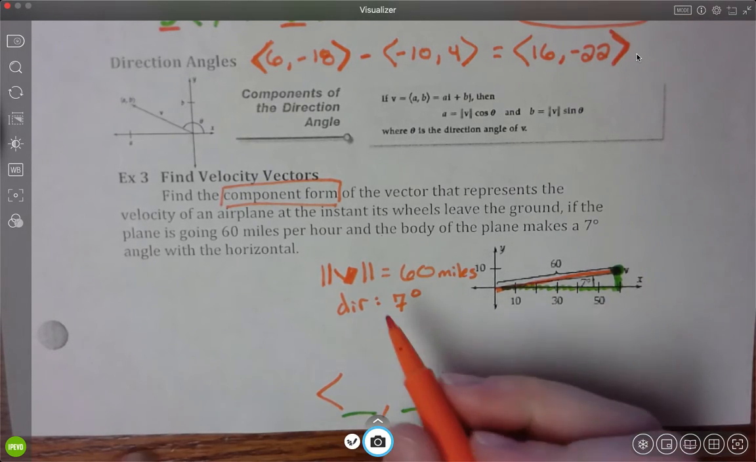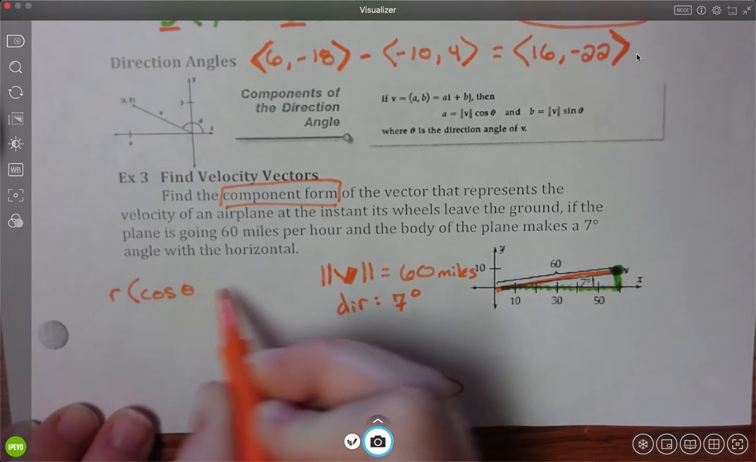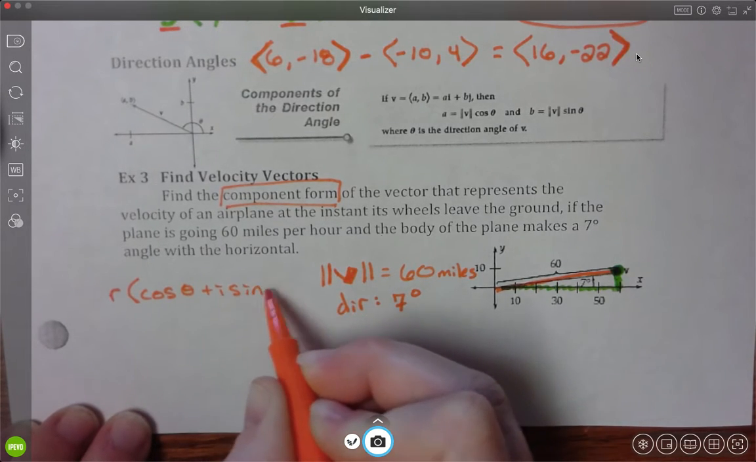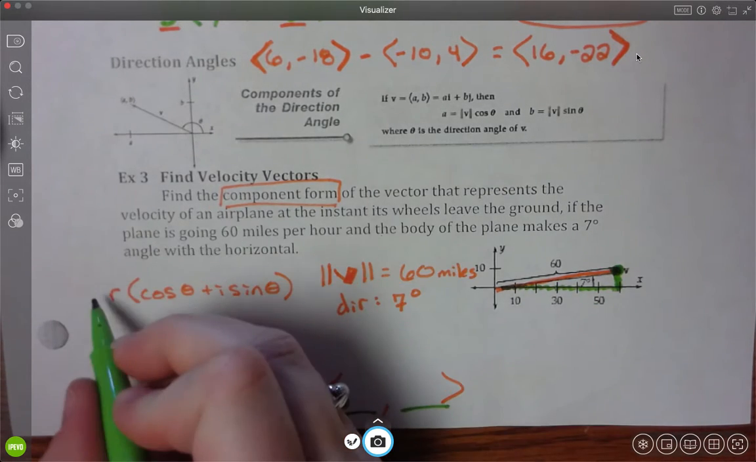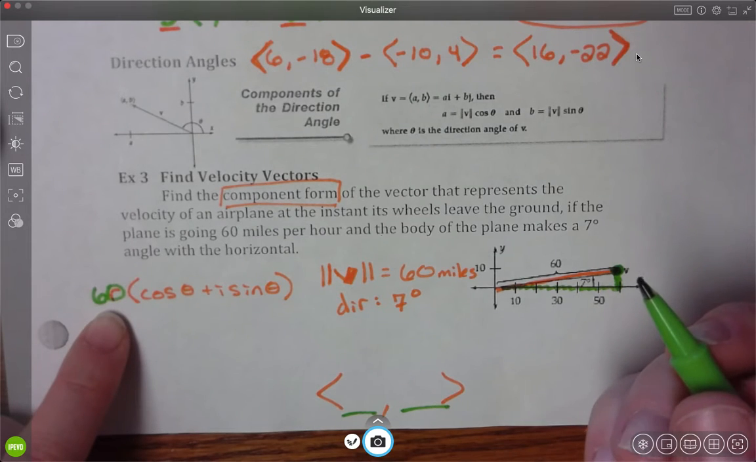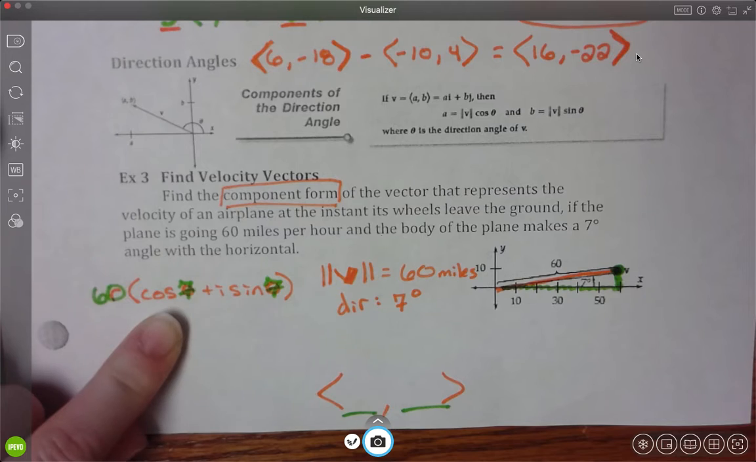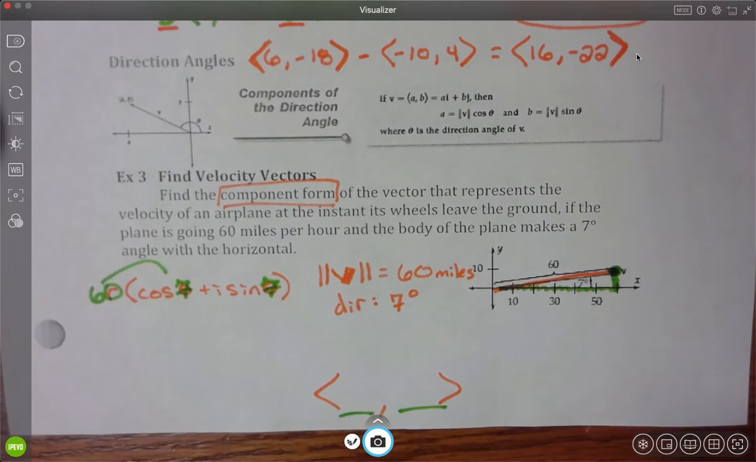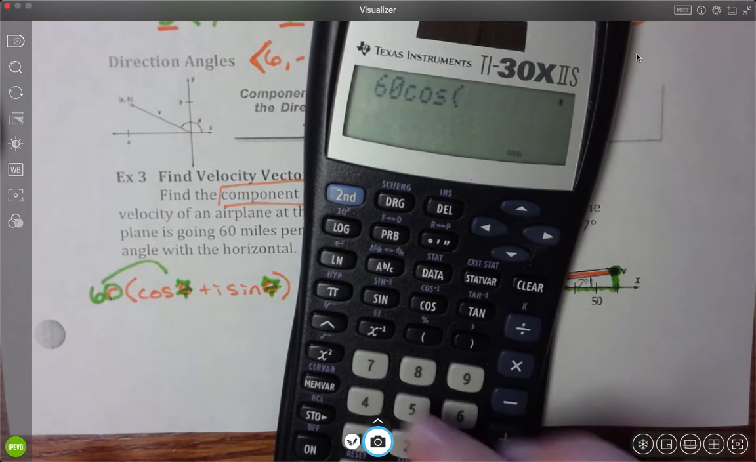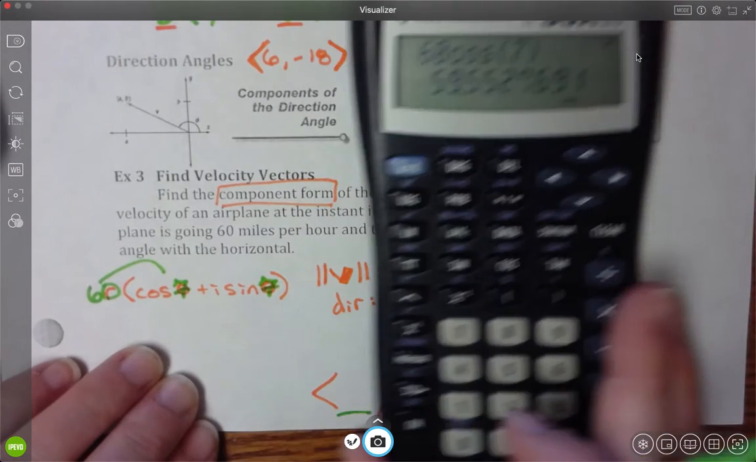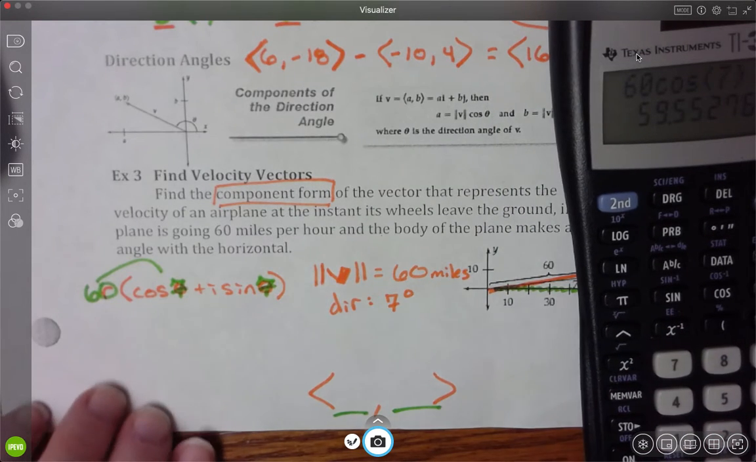So I'm going to go back to that polar form where we had r times cosine theta plus i times sine theta, and then you just plug your stuff in. Your r is going to be that 60, because that's the distance that I'm traveling, and I'm going a direction of 7 degrees. So all I'm going to do is distribute that through. If I do 60 times cosine of 7, that will give me 59.55, or we'll go one decimal place, 59.6.